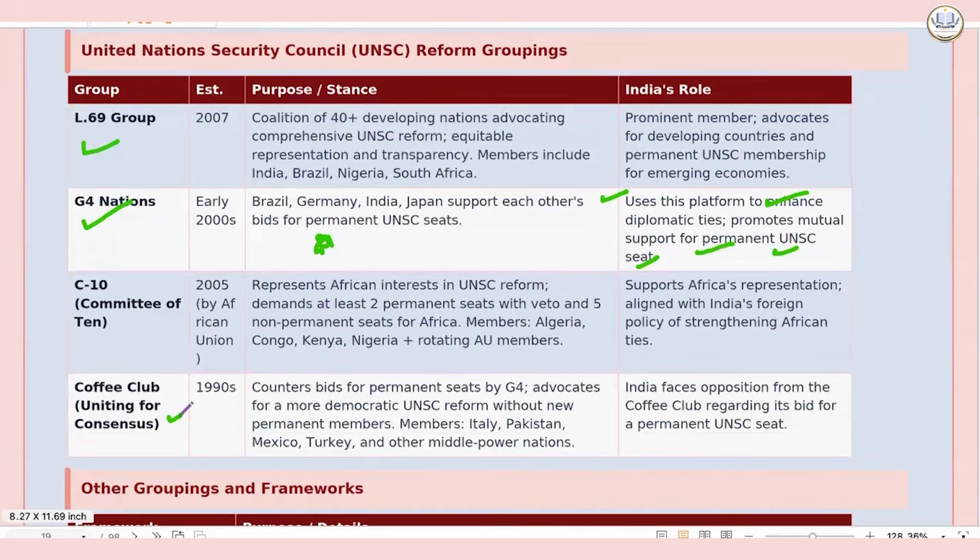Advocates for a more democratic UNSC reform without new permanent members. Members are Italy, Pakistan, Mexico, Turkey, and other Middle East power nations. India faces opposition from the Coffee Club.